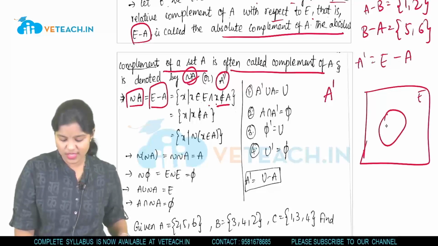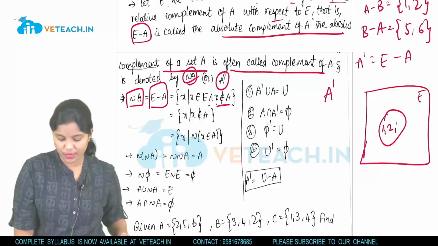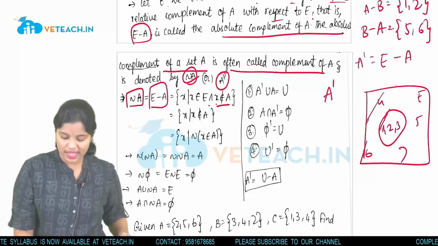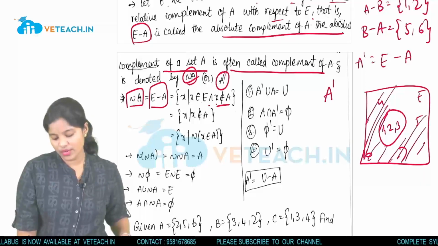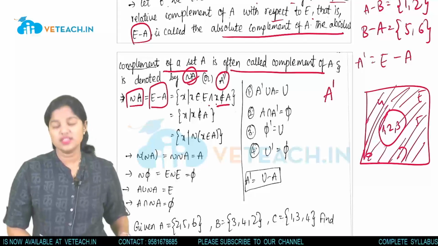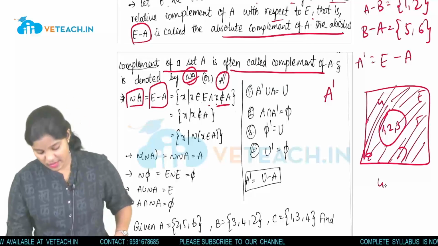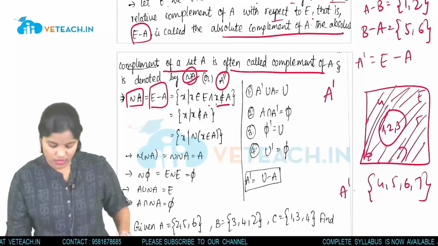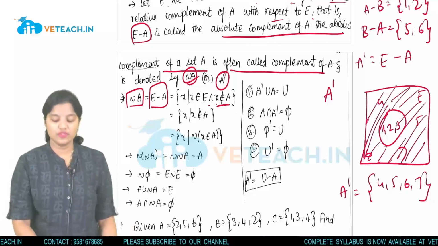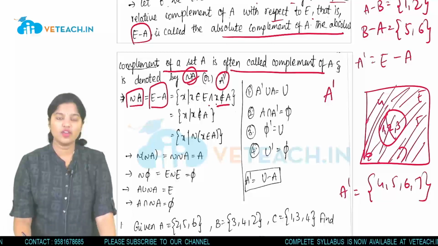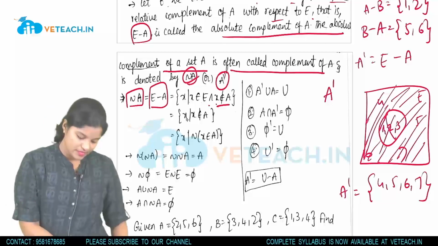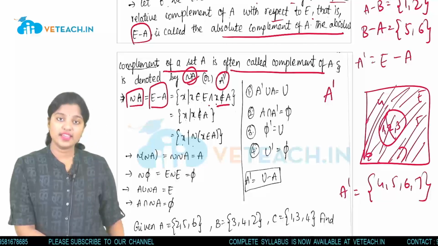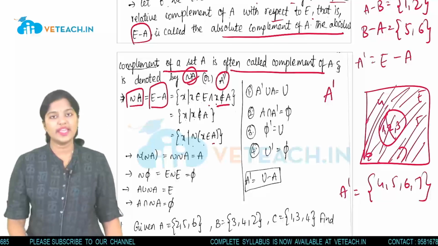This is the universal set. This is set A, containing the elements 1, 2, 3, and the universal set has 4, 5, 6, 7 as well. So the elements which are not included in A are called A complement. That is, the elements 4, 5, 6, 7 are equal to A complement. The elements which are in A do not belong to A complement. That is, x such that x does not belong to A, that is x such that negation of x belongs to A here.